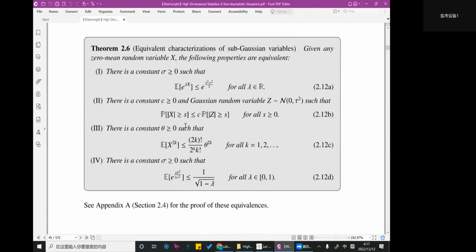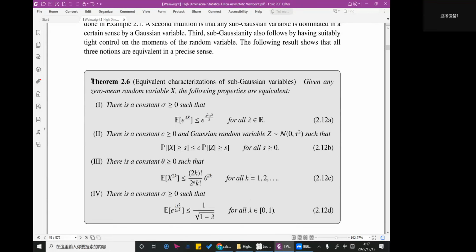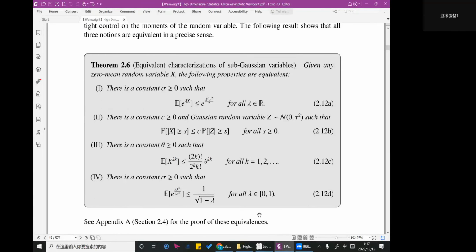Finally, let's talk about theorem 2.6. These are some equivalent characterizations of sub-Gaussian variables. Here the author lists 4 equivalent forms. The first is the definition, like this, and the second is that if the random variable can be bounded by the Gaussian random variable like this, then this random variable is also sub-Gaussian.